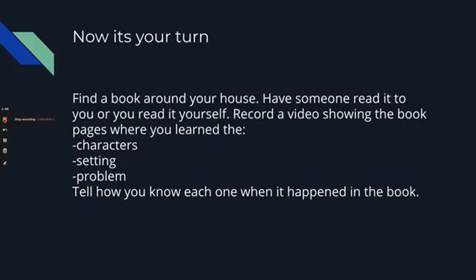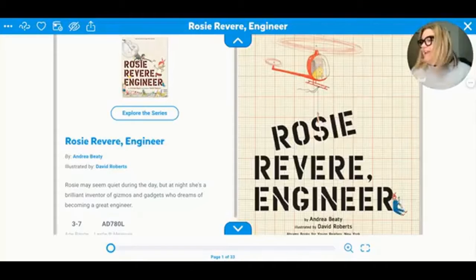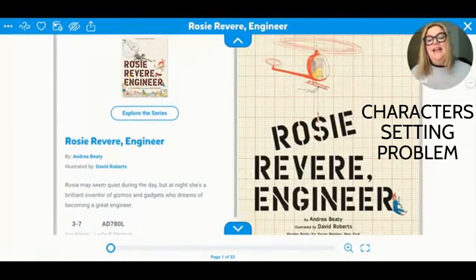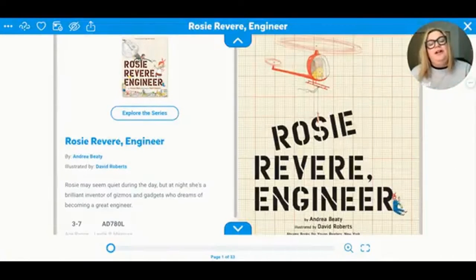So let's get started to read, and make sure you pay attention to the text and the pictures to figure out the setting, the problem, and the characters. Again, we're going to be paying attention to the characters, the setting, and the problem. And we're going to be using the text, which is the words in the book, and then we're going to be looking at the pictures. So let's get started. Rosie Revere, Engineer, written by Andrea Beaty, illustrated by David Roberts.